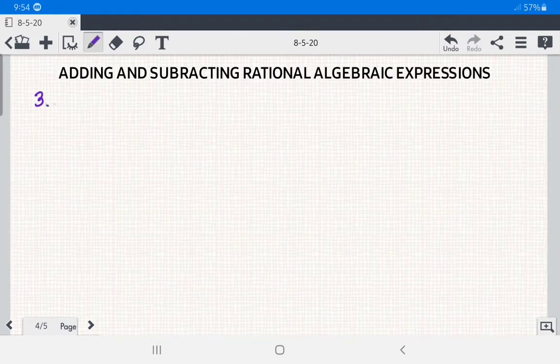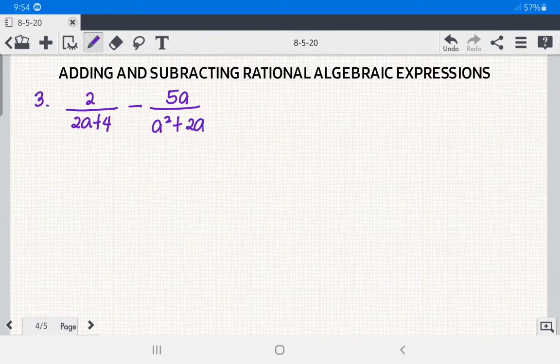Let's say we have 2 over 2a plus 4 minus 5a over a squared plus 2a. As you can see, they are dissimilar rational expressions because the denominators are not the same. So what you have to do is factor the denominators. We have 2a plus 4. So, that is 2 times a plus 2.